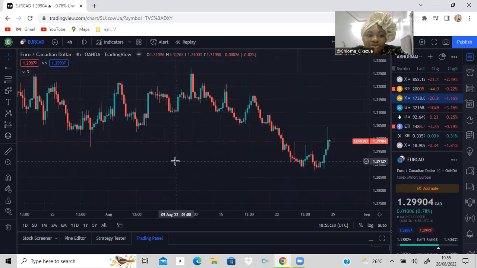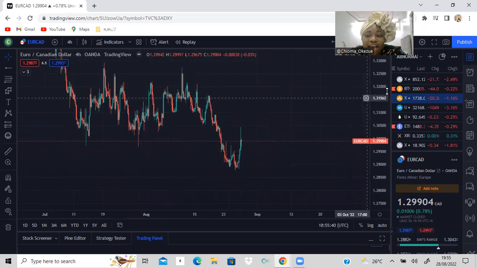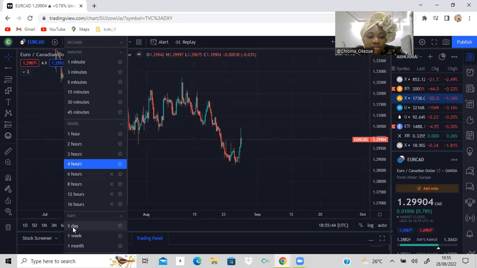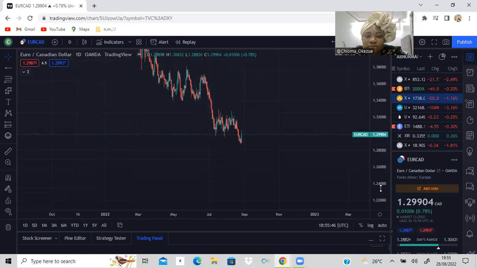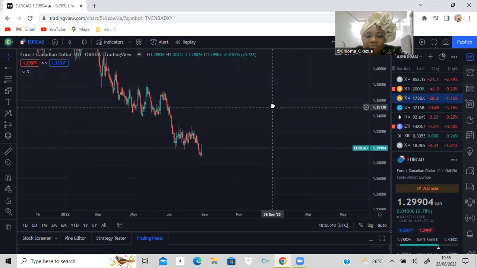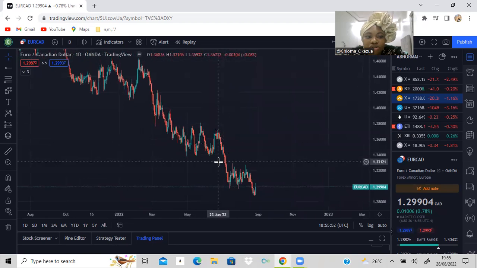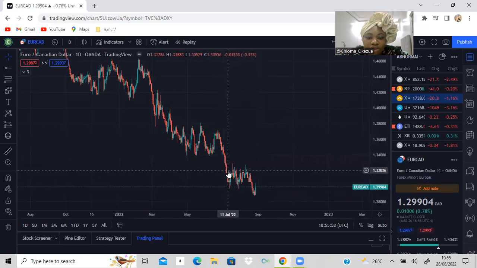So, okay, beautiful. With the Euro card, what do we see? I usually like to go on the daily to see what the trend is saying. Wow, that's a big sell going on. This is almost what we saw with the GBP card as well. Wow, look at that drop.